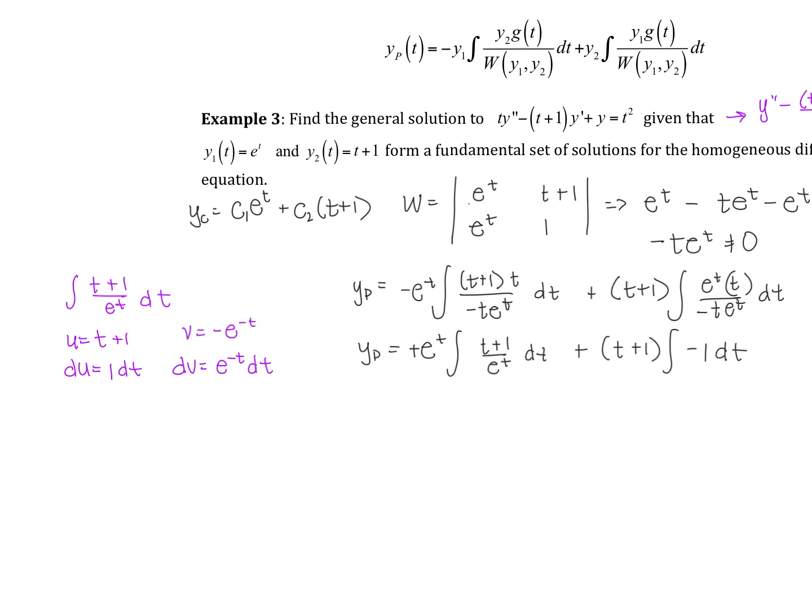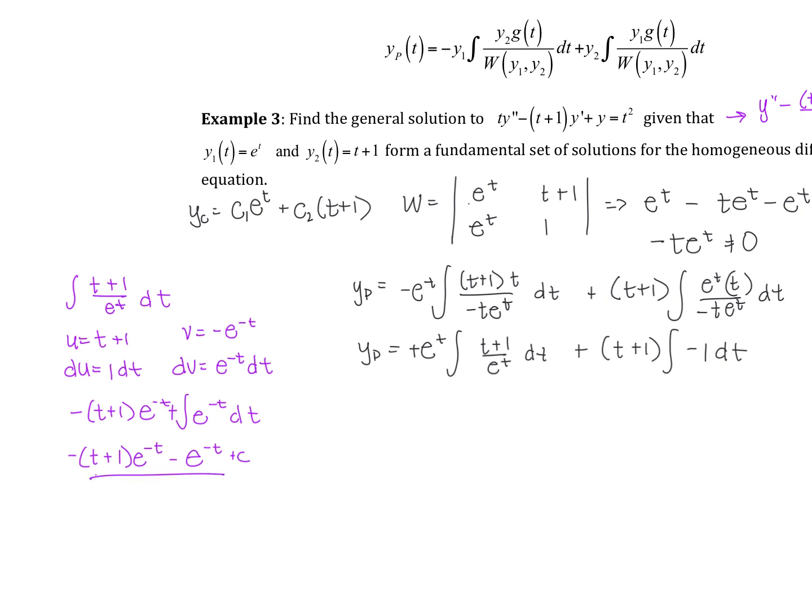So uv, I've got a negative in there, so uv minus the integral of v du. I'm going to put a plus there, so we'd get e to the negative t dt. This leaves me with negative (t plus 1) times e to the negative t minus e to the negative t plus c. I'm just going to use this portion here.